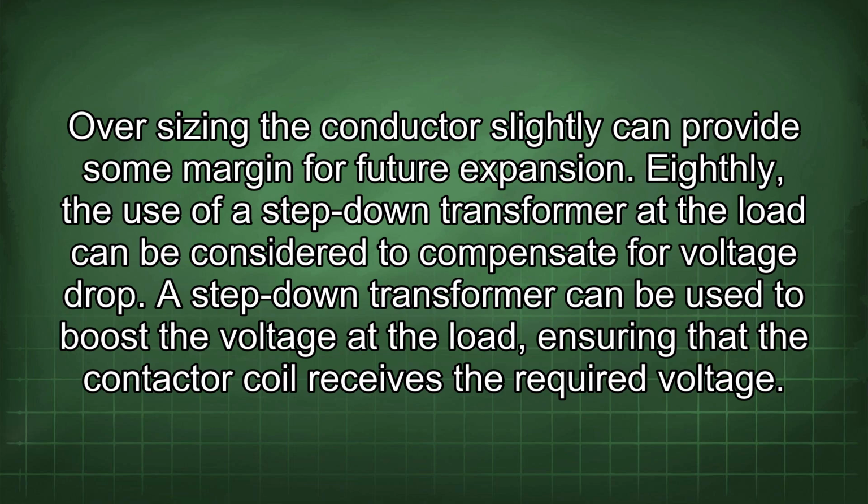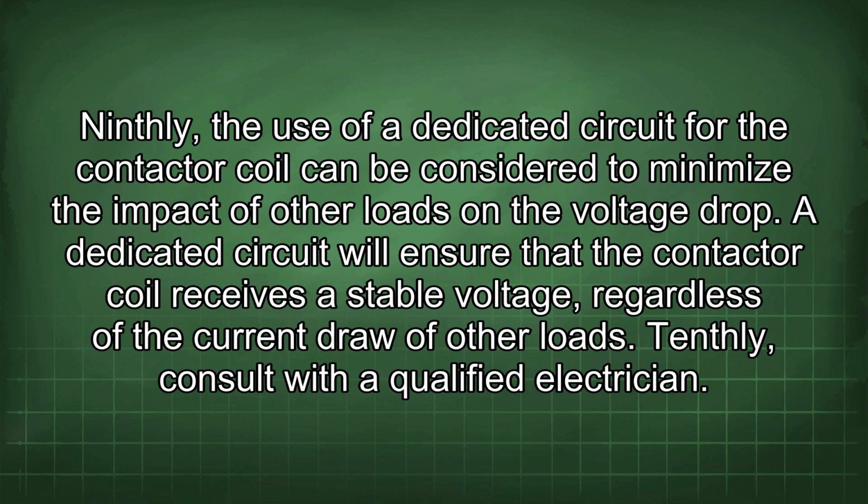Eighthly, the use of a step-down transformer at the load can be considered to compensate for voltage drop. A step-down transformer can be used to boost the voltage at the load, ensuring that the contactor coil receives the required voltage. Ninthly, the use of a dedicated circuit for the contactor coil can be considered to minimize the impact of other loads on the voltage drop. A dedicated circuit will ensure that the contactor coil receives a stable voltage, regardless of the current draw of other loads. Tenthly, consult with a qualified electrician.